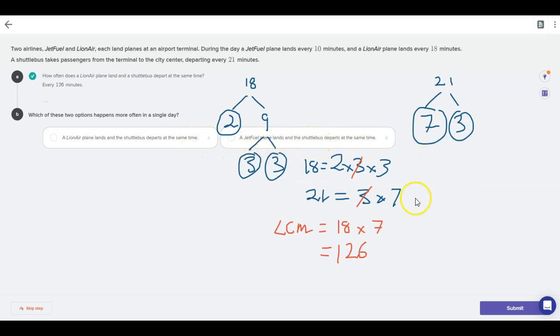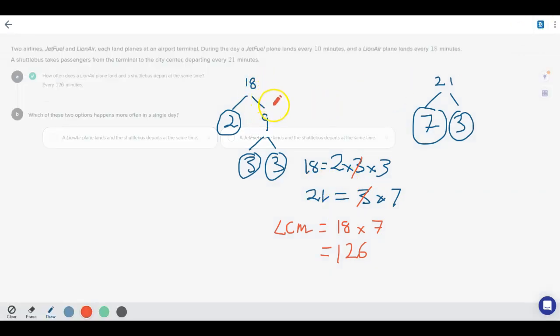So we basically need to do the same process again, but this time with the jet fuel plane to see how often that happens. And if that number of minutes is less than the one we've just calculated, then it would happen more often. If it's got a bigger number, then obviously it can't happen more often during a day. So we're going to do exactly the same thing, but now with the other value. So let's do this over here. So we can keep everything we've done so far.